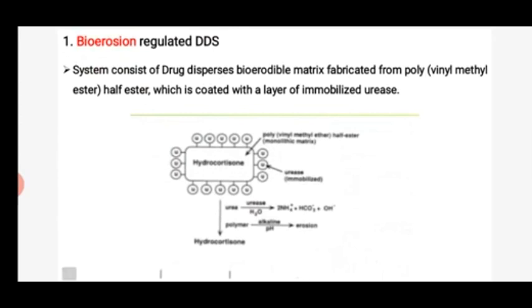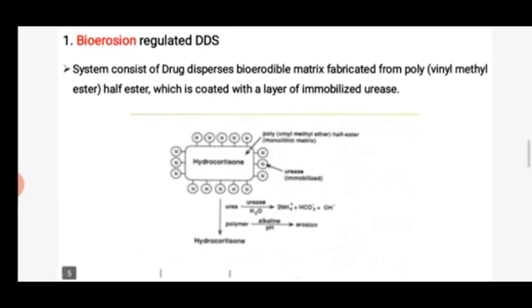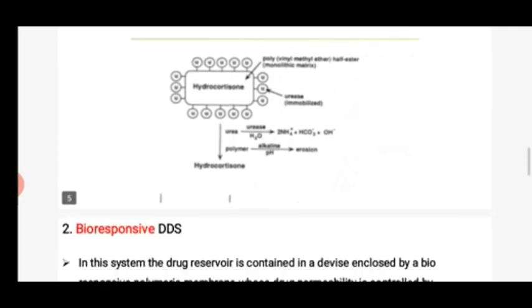Okay, so next is aqueous suspensions. In aqueous suspensions, the rate limiting step of the drug release is the dissolution.